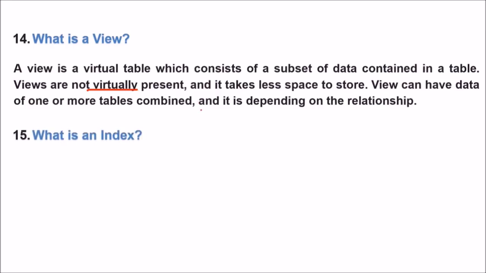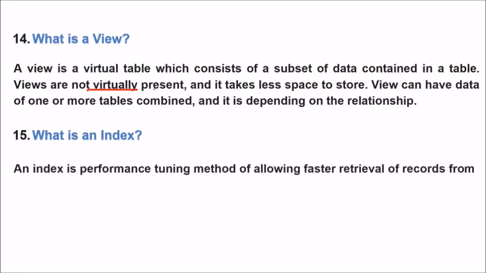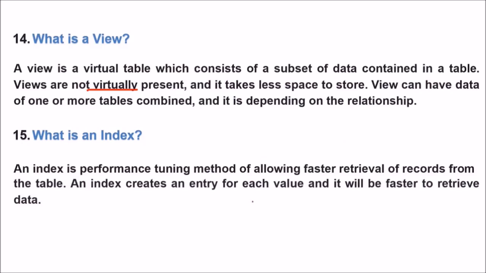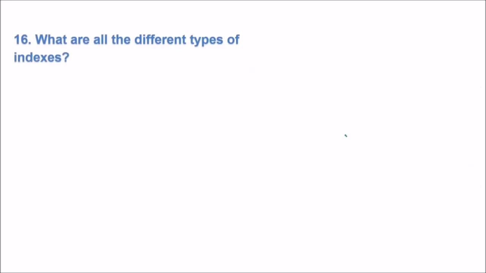What is an index? You have a book, so you need an index to go to a specific topic. So index is like that only. Index is a performance tuning method for allowing faster retrieval of records from the table. An index creates an entry for each value, and it will be faster to retrieve the data using it.